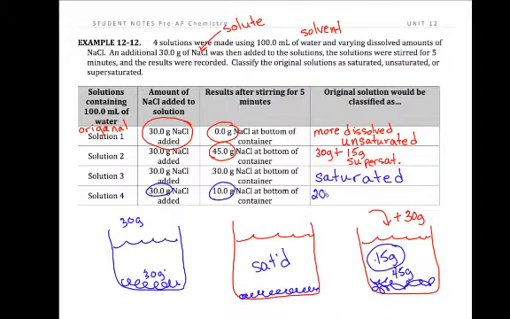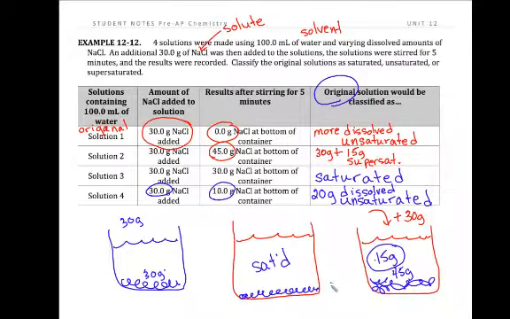Okay. Now in this last one, we put in 30 grams, and some of it dissolved. So we were able to dissolve 20 grams. So if we were able to dissolve more in our original solution, then that original solution must have been unsaturated. Okay, so that's one of the ways that you can tell, is just by adding.